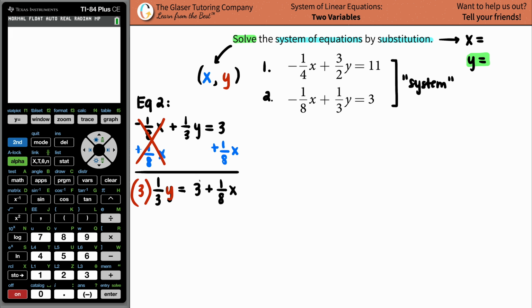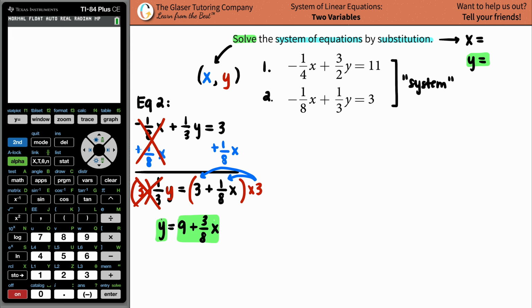And you do that on both sides, but now you have to make sure that you multiply the whole equation by 3. So just be careful. There's a little bit of distributing going on here, right? You got to distribute to the 3 and to the 1 over 8. So this cancels. And now we got y equals 3 times 3 is 9. And now 1 over 8 times 3 is just 3 over 8, and that's going to be the x. Okay, we got the parts. y equals 9 plus 3 over 8x. All right, first part done.